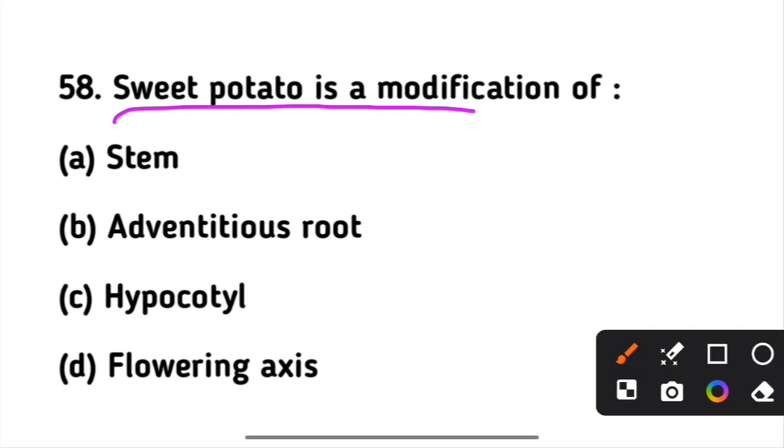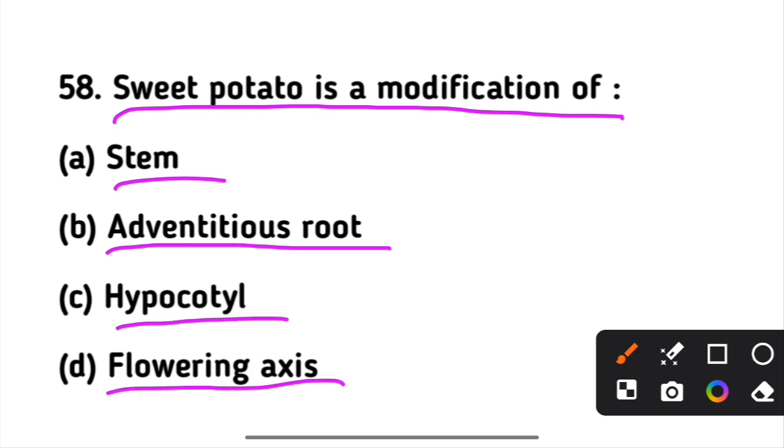Sweet potato is a modification of stem, adventitious root, hypocotyl, flowering axis. Option B is correct, adventitious root. Sweet potato is a modification of adventitious root.